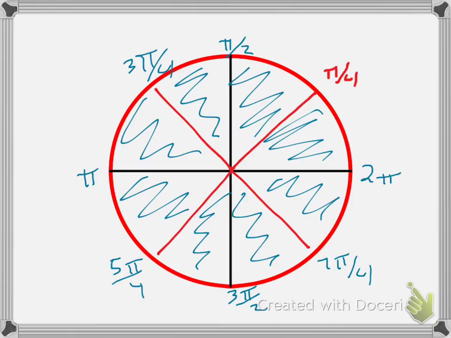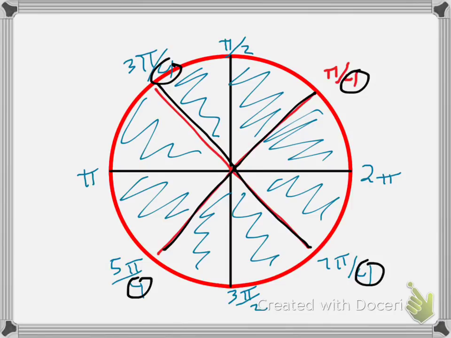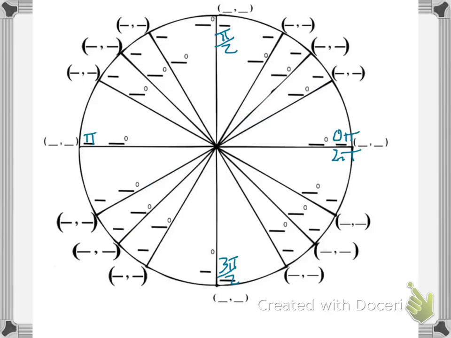And notice this is our pi over 4 family, which was our 45 degrees, 135 degrees, 225 degrees, and 315 degrees. And they're the ones that have the same x and y coordinates too. So you should already have this filled in. I'll fill it in quickly. And now you can see I got pi over 4, 3 pi over 4, 5 pi over 4, and 7 pi over 4.